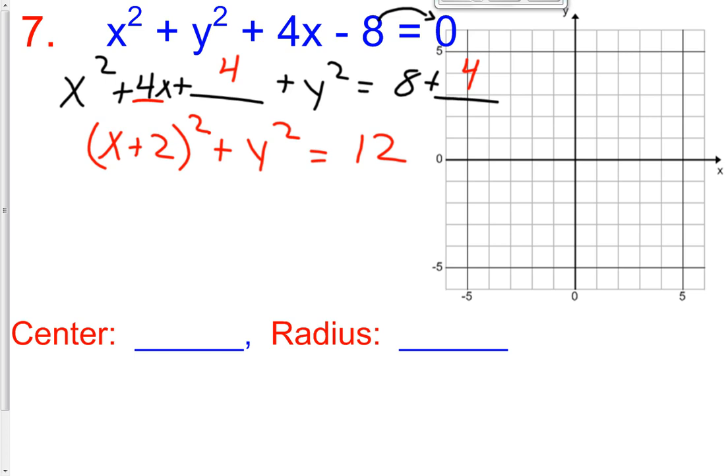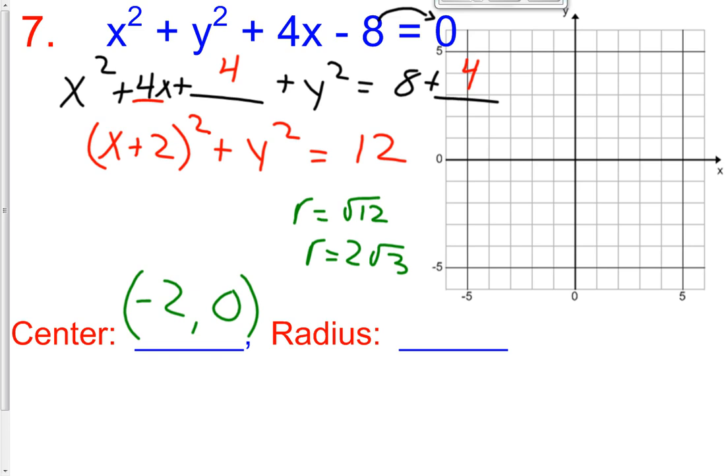So your center is going to be at h, k, which is negative 2, 0. And your radius is the square root of 12, which is the same thing as 2 root 3. So 2 times the square root of 3 is your radius. And just for the sake of graphing it, if you put 2 times the square root of 3 in your calculator, you get approximately 3.46. So as we graph this, let's go up about 3.5 in every direction.